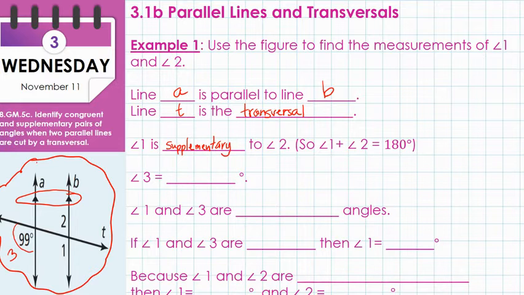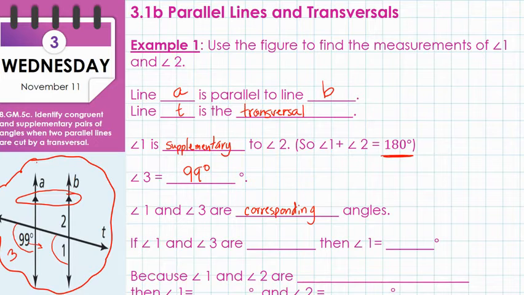Because in order for angle 1 plus angle 2 to equal 180, 180 says that they are supplementary. Angle 3 is 99 degrees. So angle 1 and angle 3 are what type of angles? Angle 1 is on the same side of the transversal. If I were to slide this angle in this direction, I would end up with angle 1. So that must mean that these angles are corresponding. They must be corresponding angles.